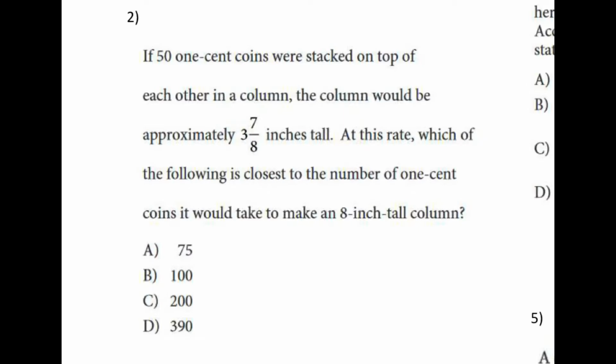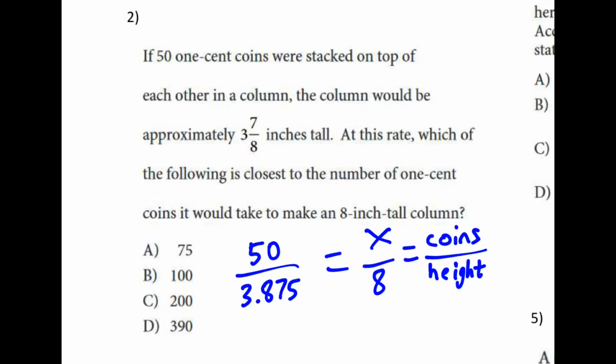Number 2, if 50 1-cent coins were stacked on top of each other in a column, the column would be approximately 3 7/8 inches tall. At this rate, which of the following is closer to the number of 1-cent coins it would take to make an 8-inch tall column? I can actually set this up like a proportion. If I put the number of coins on the top and the height on the bottom, I might convert 3 7/8 into a decimal, but you don't really have to.